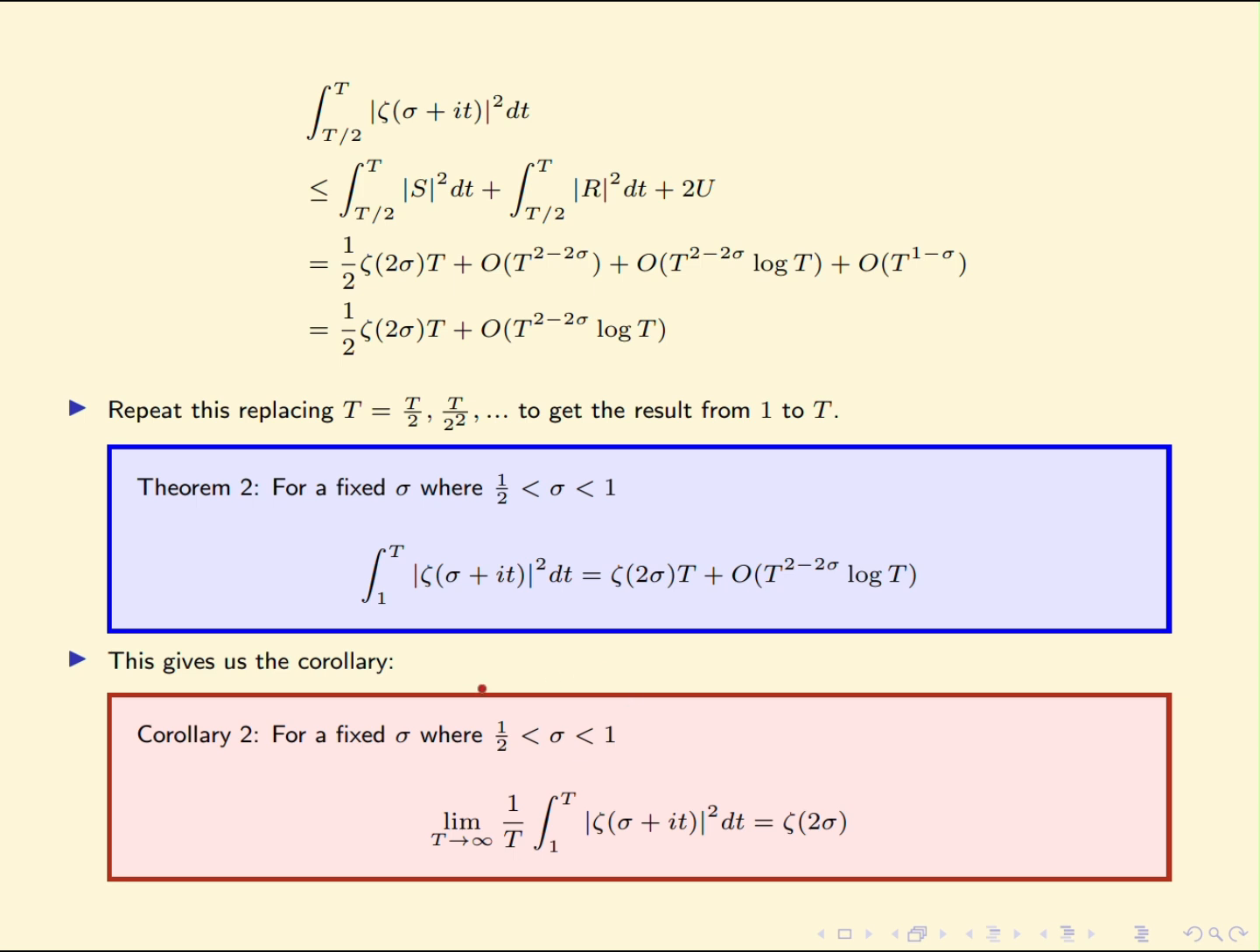And therefore, we have this corollary: for a fixed sigma where 1/2 is less than sigma, which is less than 1, the limit as t goes to infinity of 1 over t times the integral from 1 to t of this thing is just zeta of 2 sigma. That's this thing here. Because you're just dividing both of these by t, and then if you take 1 minus 2 sigma, now this exponent is negative, and this will go to 0.